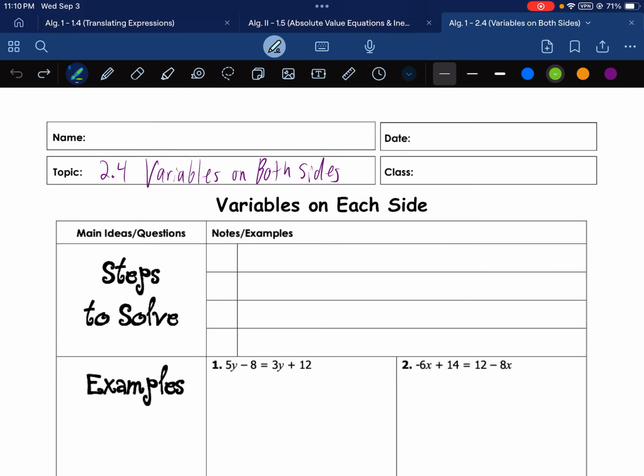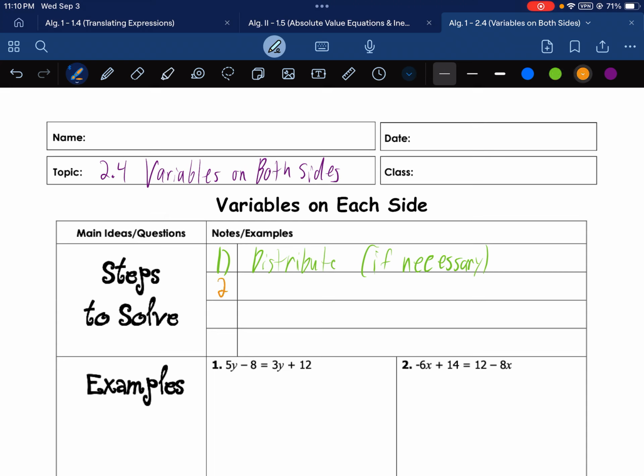Welcome everybody to Algebra 1, Section 2.4, variables on both sides. Let's start with 4 steps that we can use to solve these. So step 1 would be to distribute, and that's only if necessary. You will not always need to distribute, but you will sometimes need to.